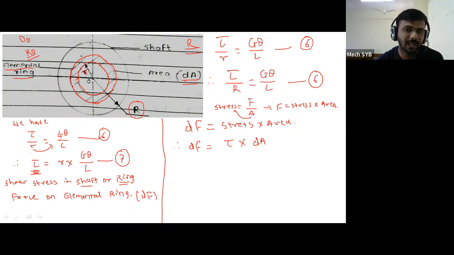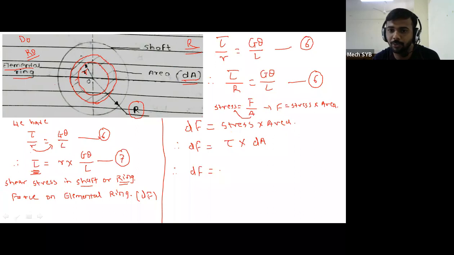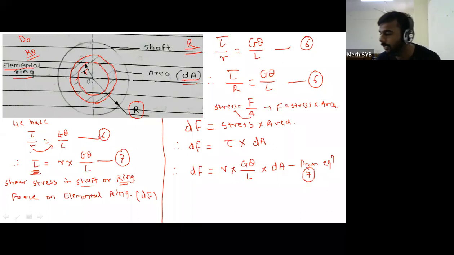That's why by using the stress value of the shaft or the stress value of the ring, we are able to calculate the force on the elemental ring. That is, force is equal to stress into area. Now put the value. dF is equal to tau, which is equal to r into G theta by L, into dA. Write down from equation 7. We have calculated the dF value.